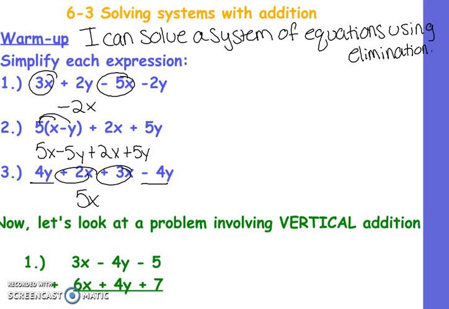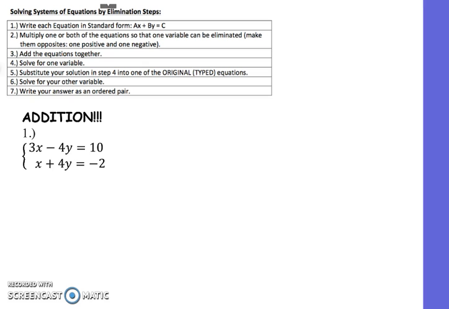So if I were to add these up, 3x plus 6x, I get 9x. Negative 4 plus 4y is just 0, so I don't need to write anything. Negative 5 plus 7 is plus 2. So I could condense that and write that as 9x plus 2. Well, we're going to be solving equations this way.